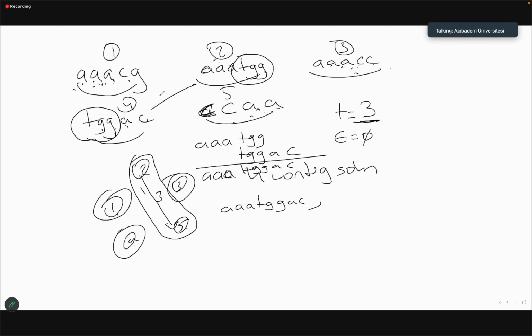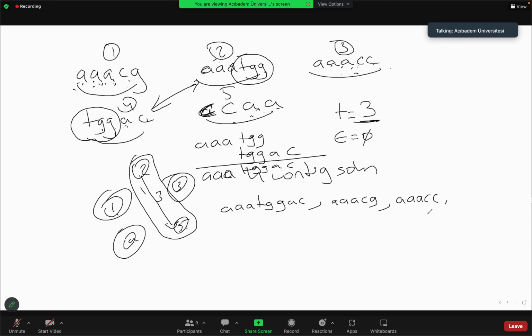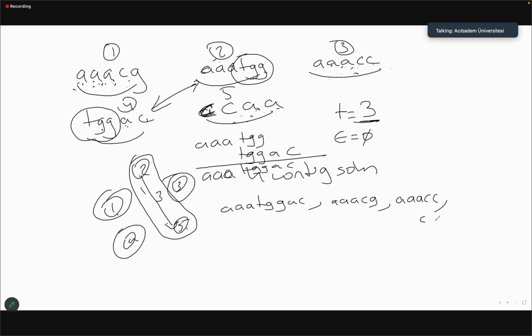So these two come together. This is alone by itself, AAACG alone, AAACC alone, and this is CCAA alone. So I have a 4 contig solution. Contig 1 is this, contig 2 is this, contig 3 is this, contig 4 is this.